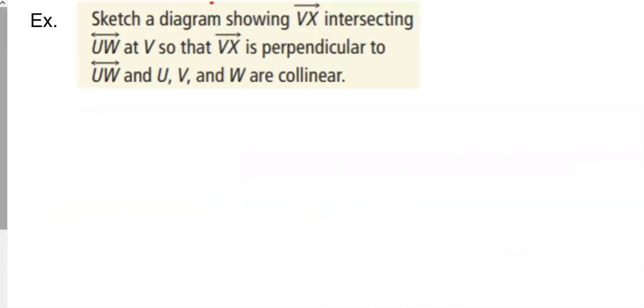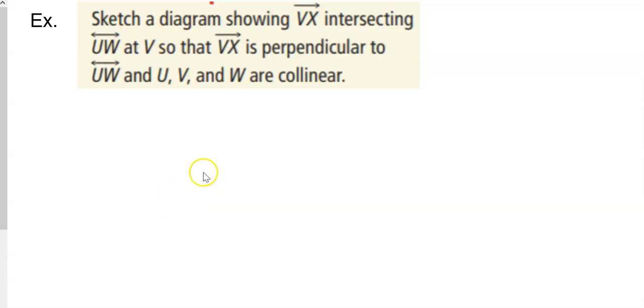Now we want to sketch a diagram showing that ray VX intersects line UW at V, so that VX is perpendicular to line UW, and U, V, and W are collinear. Okay, there's a lot going on there. So start over, read it again. We want to sketch a diagram where VX intersects UW at V.